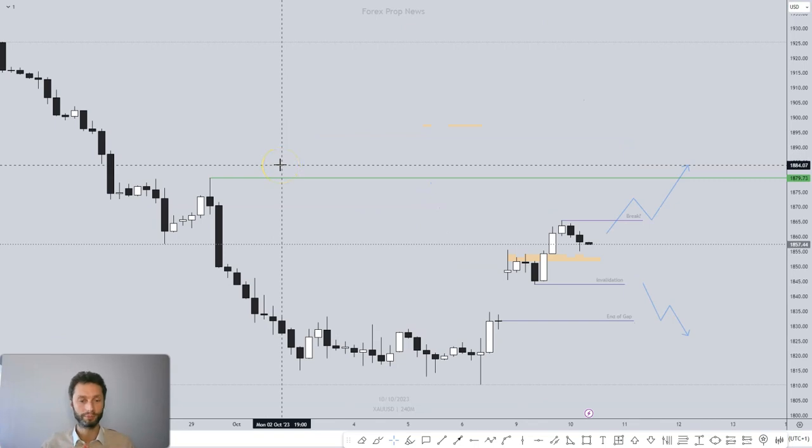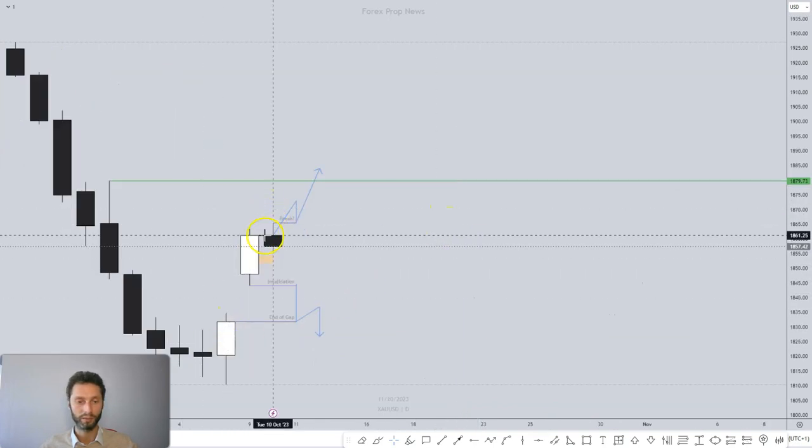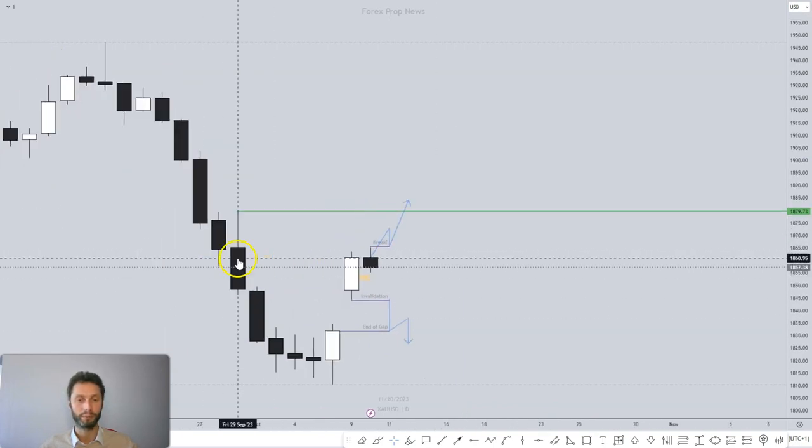So that is gold. All right. Hope that is clear for you. Looking at the daily, you can see bullish, even though we have had this gap.